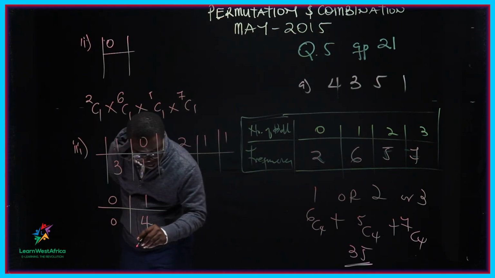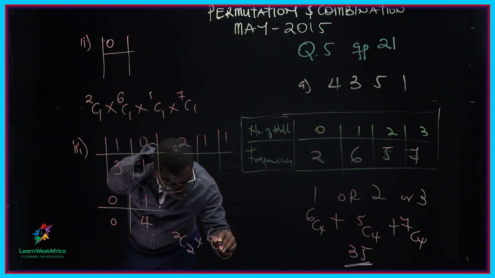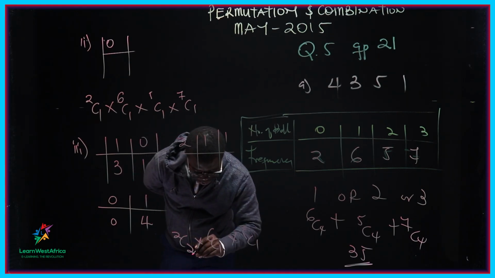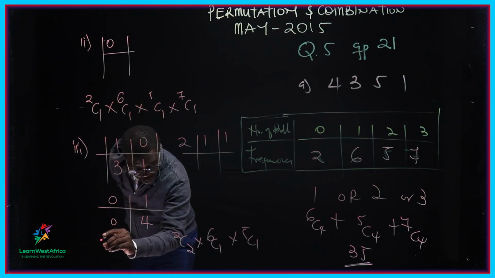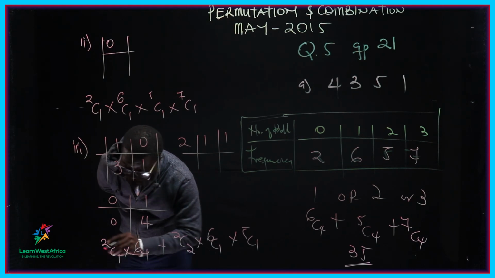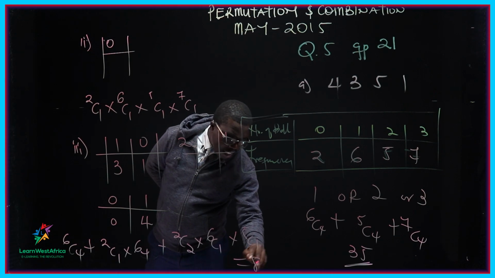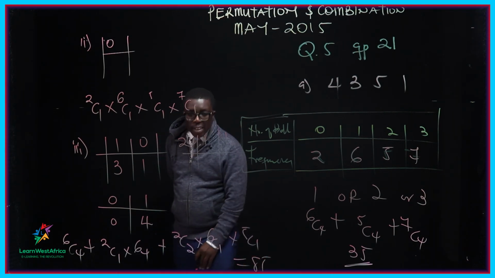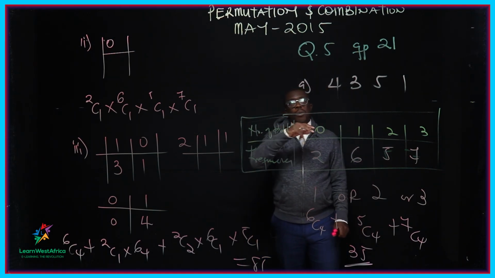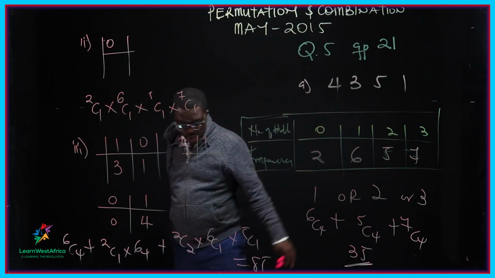So essentially, we are going to have 2 choose 2 times 6 choose 1 times 5 choose 1. Then you're going to have 2 choose 1 times 6 choose 4. So we add that. Or you're going to have 6 choose 4. So when you put that together, you should get 85. That should be the result for that. So for your May 2015 QP question 2-1, that is what you get for the A part. We'll resolve.